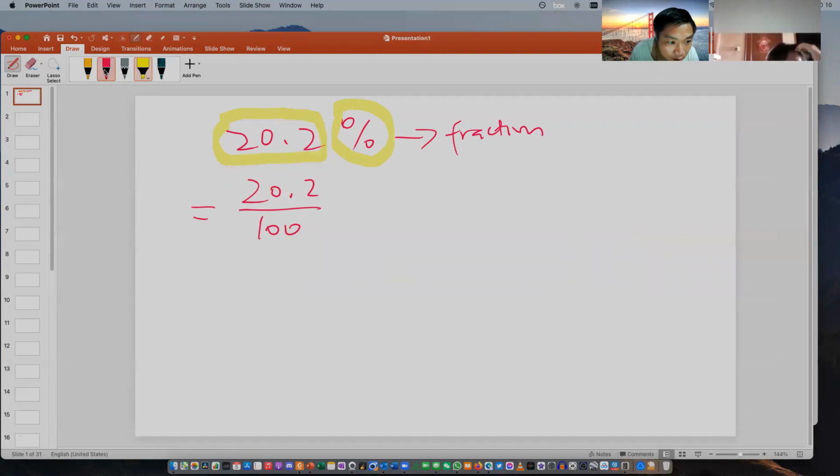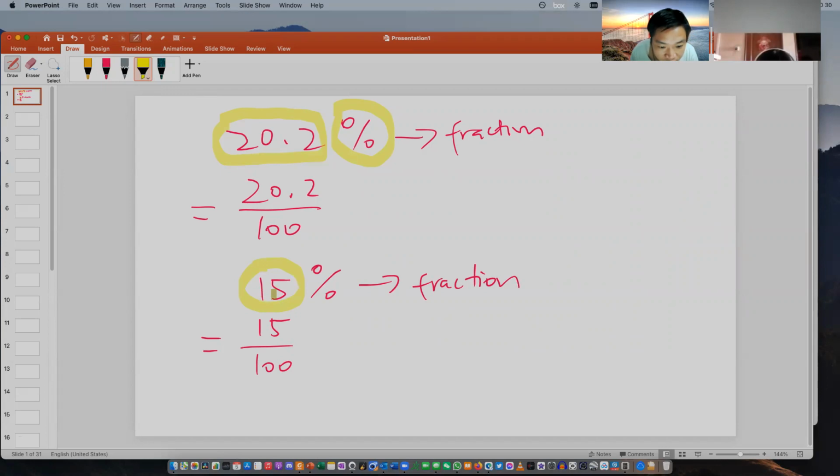Okay, similarly, if I give you 15%, how do you convert to fraction? 15 over 100. So basically what you do is you take the 15, whatever is in front of the percentage, you put it as the numerator. Can you see it? You put it as the numerator and then you divide by 100, right?